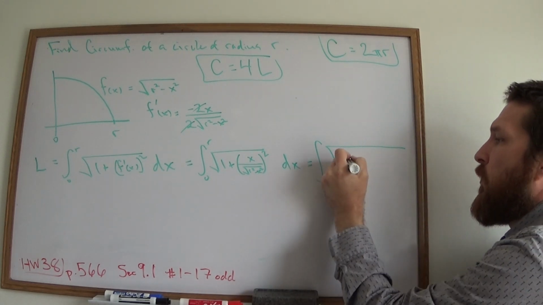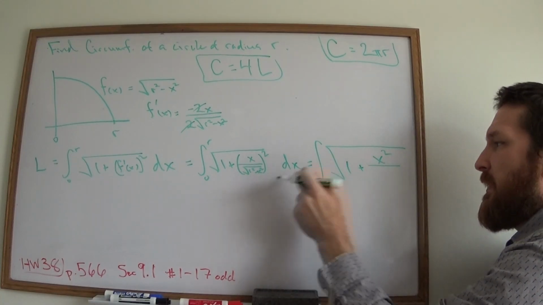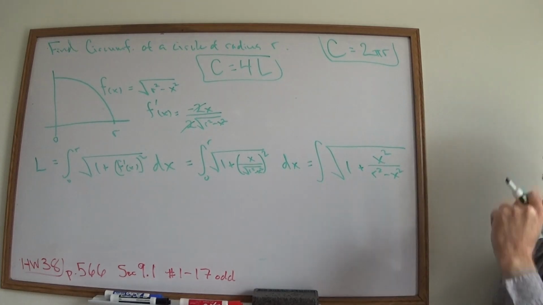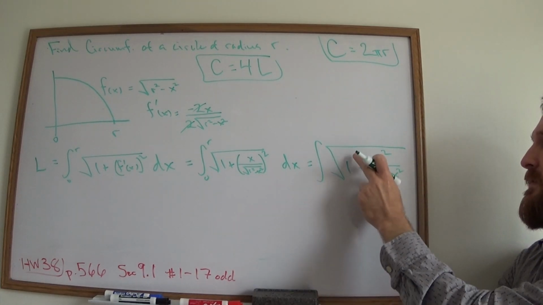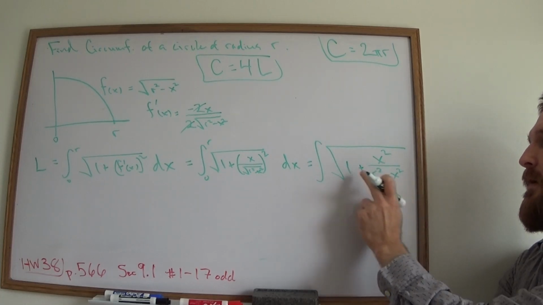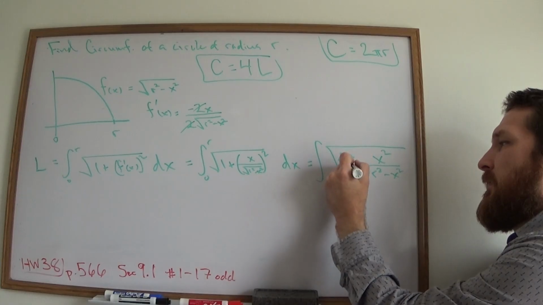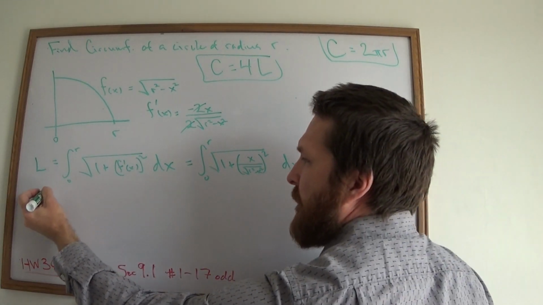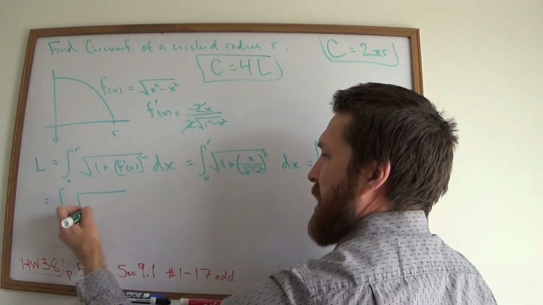X squared, so that's 1 plus x squared over r squared minus x squared. A bunch of different ways we could go with this, but I would like to rewrite this with that denominator. So I'm going to go r squared minus x squared over r squared minus x squared. Now we have a common denominator. And then the x squared's cancel. That's going to be nice, huh?